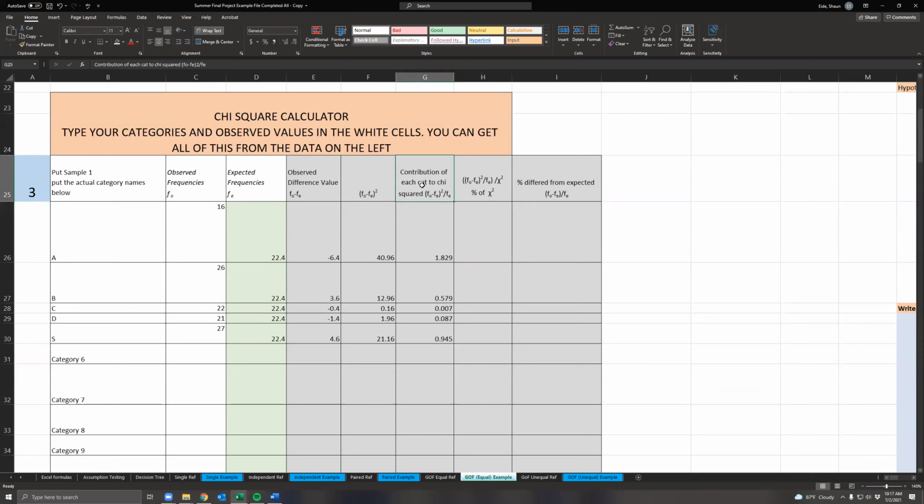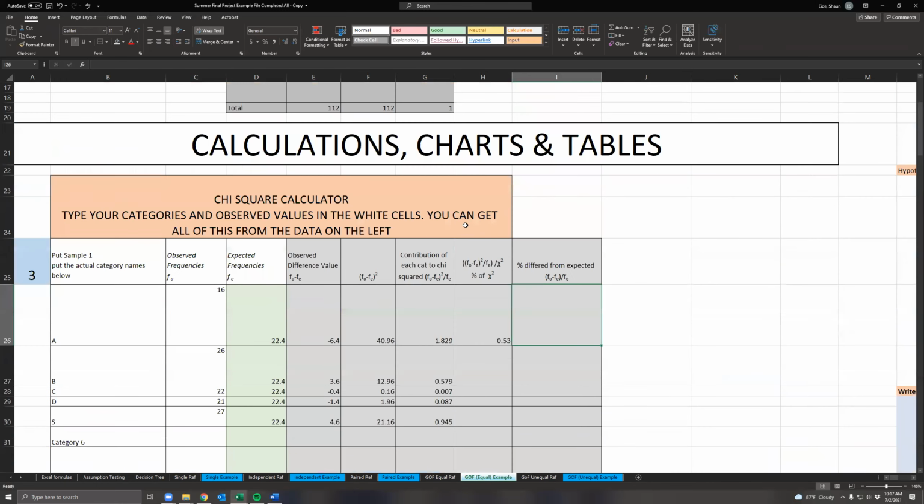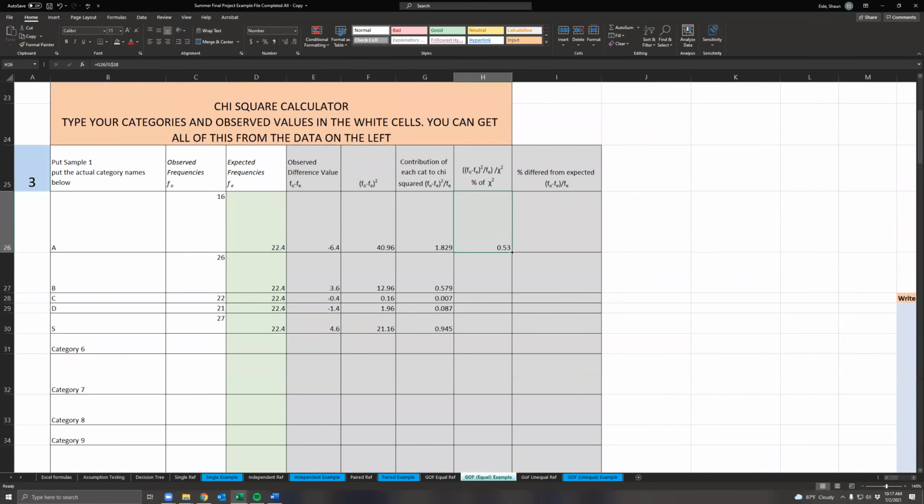frequency expected. In other words, this column right here. And we divide it by chi-squared. So equals this value right here divided by the chi-squared value. And so we're going to put the $ sign right there. So that way I'll be able to drag it down. And we can see that this contributes 53% to the chi-squared value, 17%, and 27%.